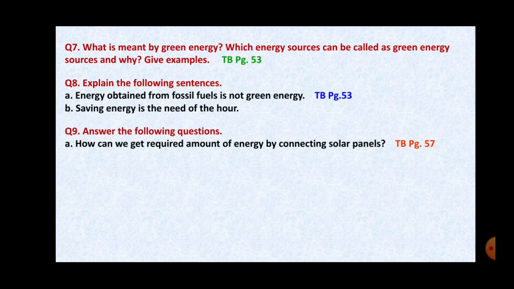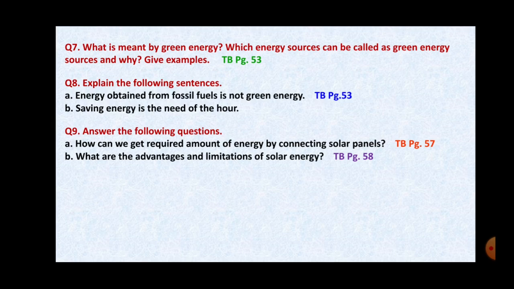Okay. First you will write either they can be connected in series or in parallel. Then you will write what happens if they are connected in series. If they are connected in parallel, what happens, right? And then you will write that when many solar panels are connected, they form a string, and when many strings are connected, they form a solar array. So this is how you have to write the answer.